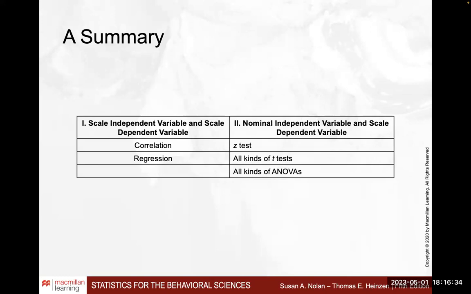The nominal independent variable and scale dependent variable is tested with a t-test, for example, where we have sample mean versus population mean, knowing the standard deviation from the population, all kinds of t-tests, single sample, dependent, independent sample t-test, and all kinds of ANOVA, where we have a nominal independent variable at 3 or more levels.